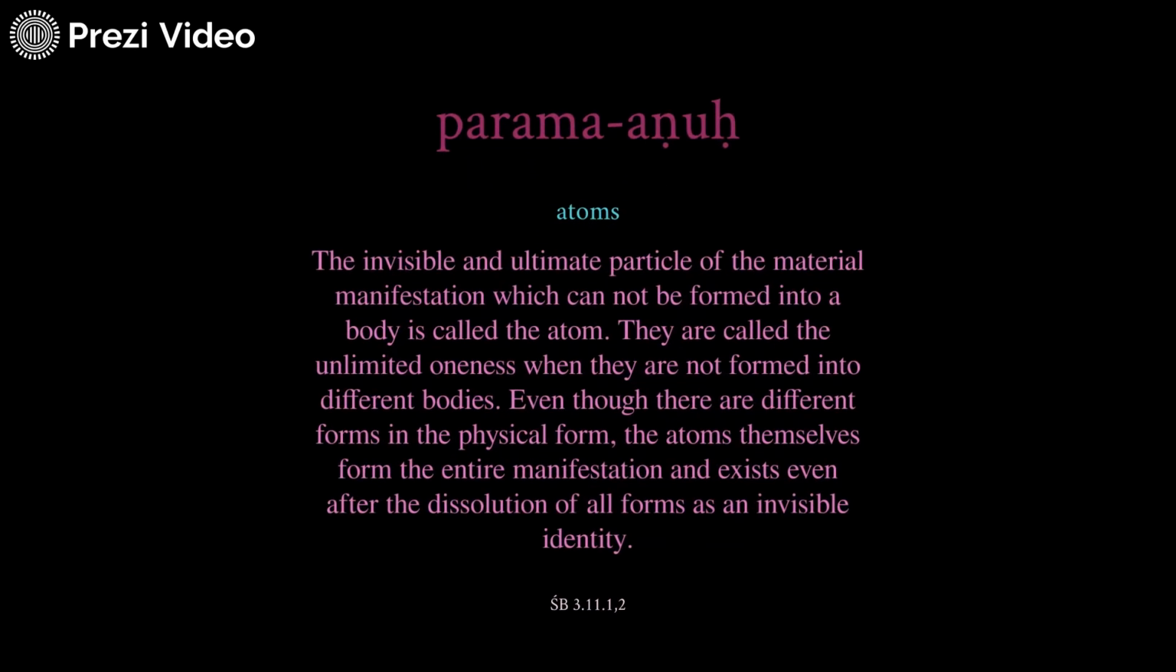Atoms, the invisible and ultimate particle of the material manifestation which cannot be formed into a body, are called atoms. They are called the unlimited oneness when they are not formed into different bodies. Even though there are different forms in the physical form, the atoms themselves form the entire manifestation and exist even after the dissolution of all forms as an invisible identity.